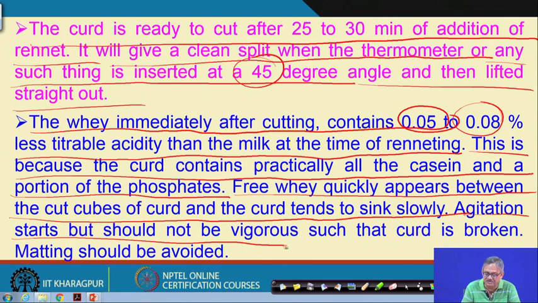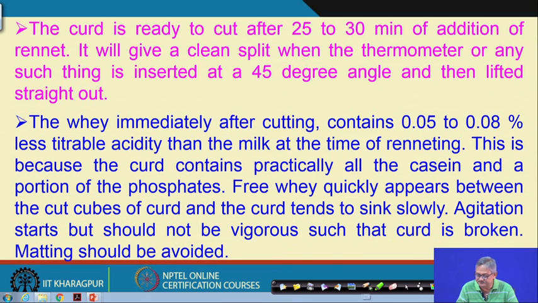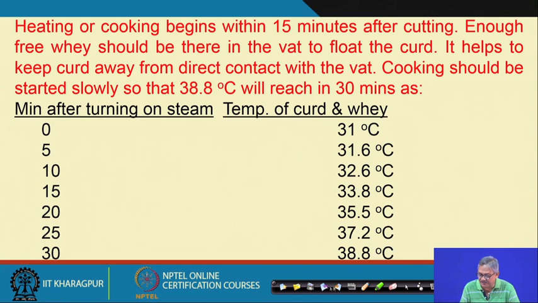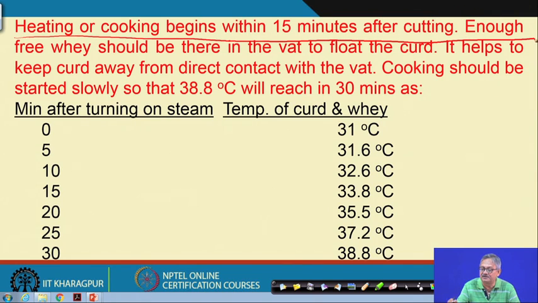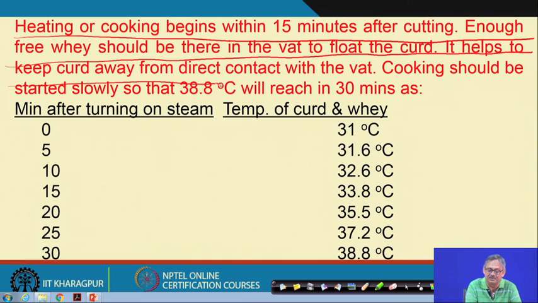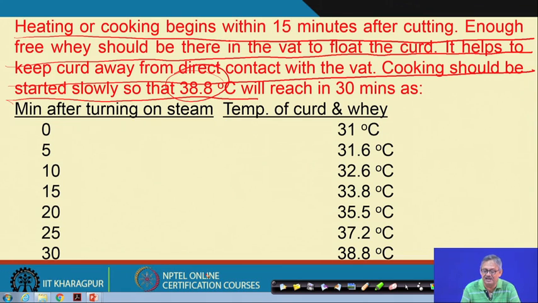Agitation starts but should not be vigorous such that curd is broken. Then matting should also be avoided, right. Then we come to heating or cooking, which begins within 15 minutes after the cutting. Enough free whey should be there in the vat to float the curd. It helps to keep curd away from direct contact with the vat, and cooking should be started slowly so that 38.8 degrees centigrade will be reached within 30 minutes.